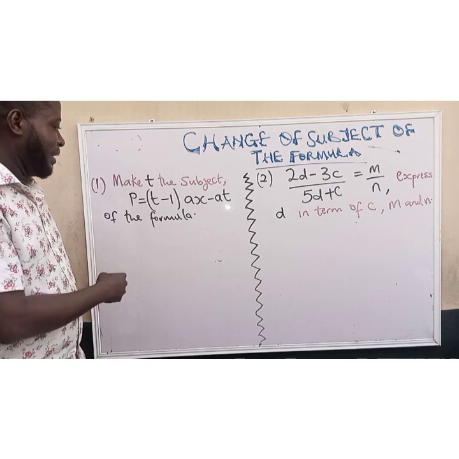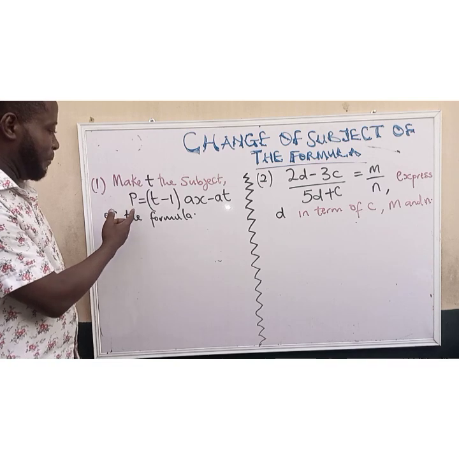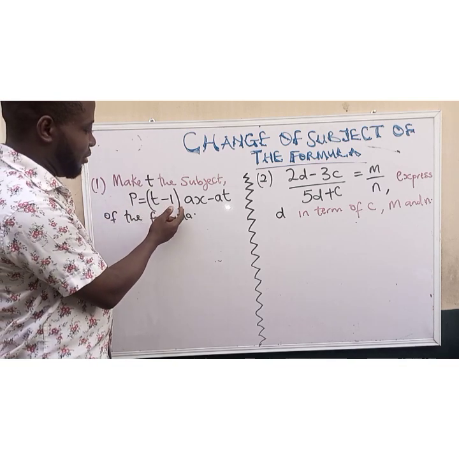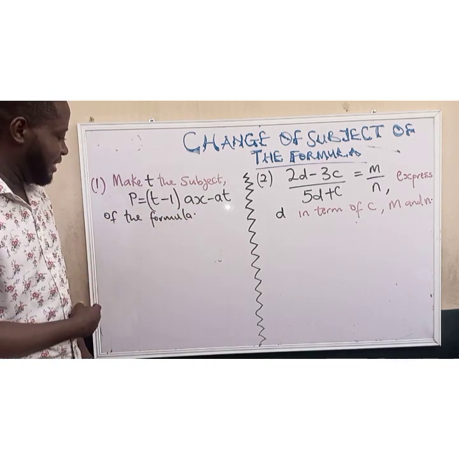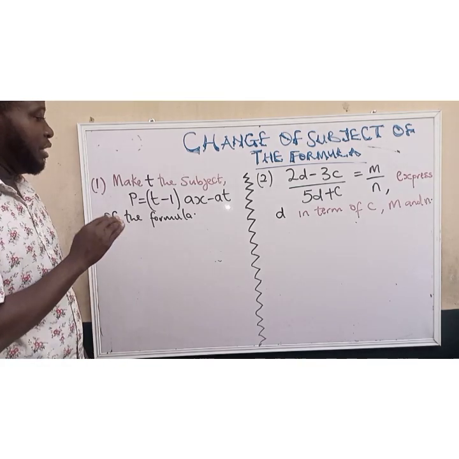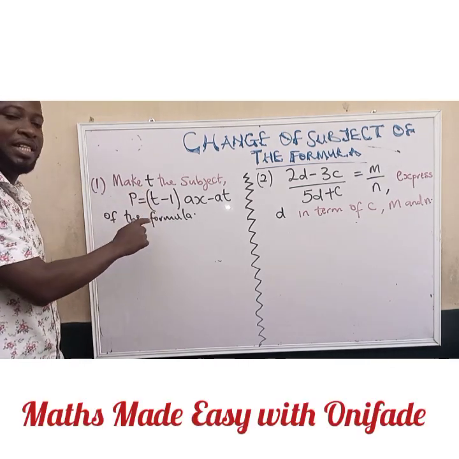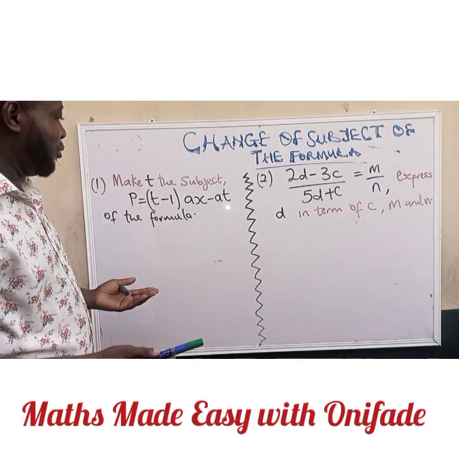Now let's look at this. Make t the subject. The question says P equals open bracket t minus 1 close bracket ax minus at of the formula. So this is the given formula. Now the required subject is t. We want to make t the subject of this formula. Now how do we solve it?